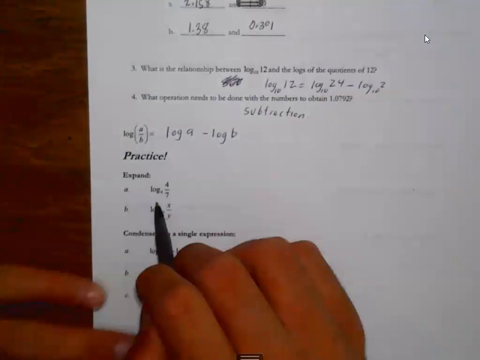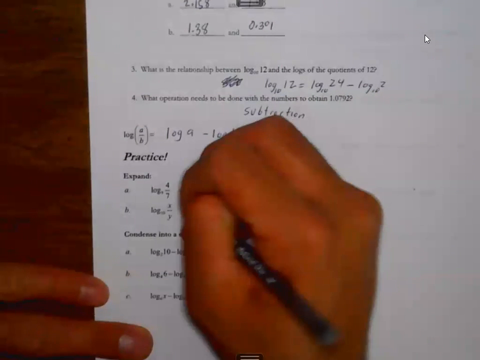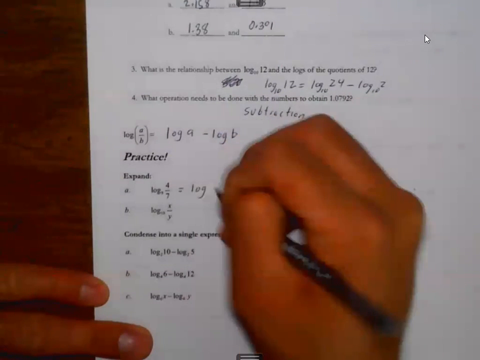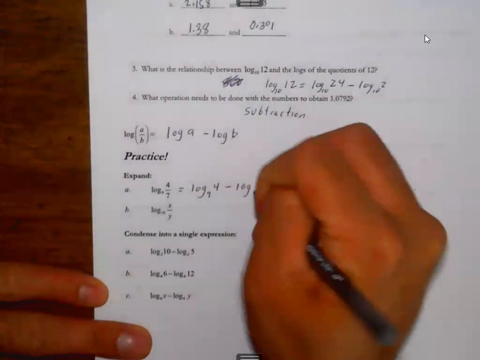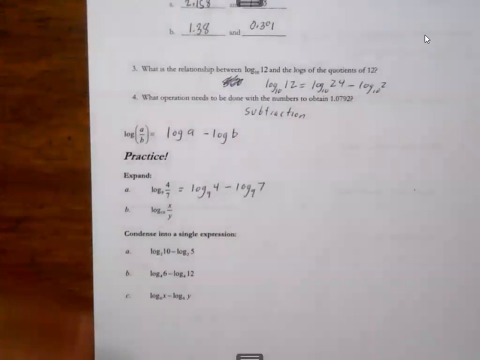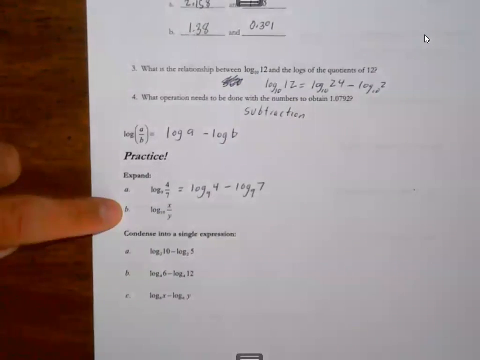So now we have the log base 9 of 4/7. So you can expand that: log of 4 base 9 minus the log of 7 base 9. I'll let you try B.